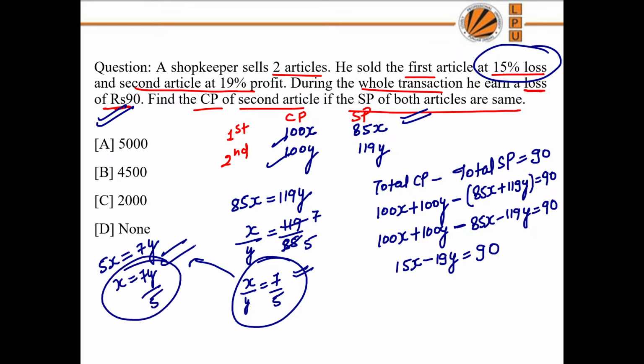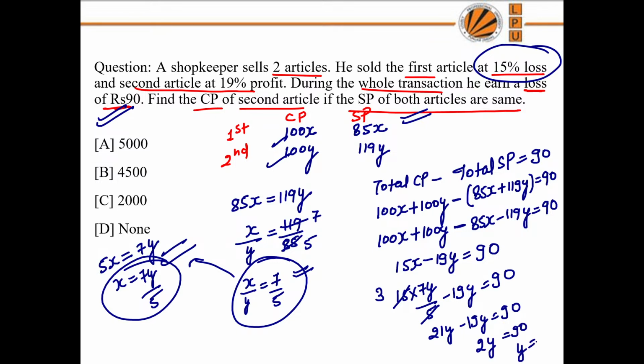So you have to substitute this value of x in this equation. So 15 into 7y by 5 minus 19y will give you 90. Now from here 5 how many times? 3 times. So it will become 21y minus 19y is equal to 90. It will give you 2y is equal to 90 and y is equal to 45. Y value is 45. Now we know that they are in the ratio 7:5.